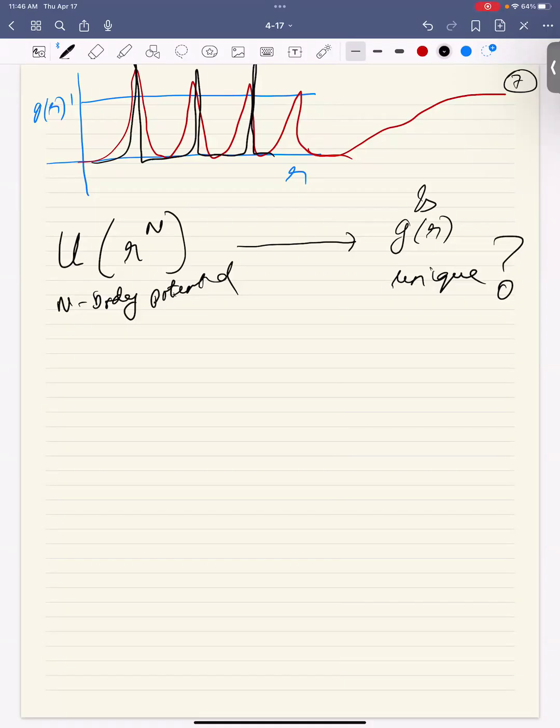For the same potential, can you get two different G of Rs or not, is my question, at the same temperature? I'm looking for more volunteers.